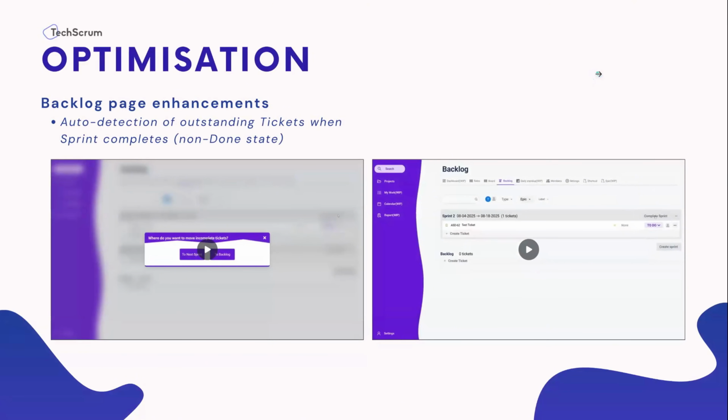Okay, thank you, Shelton. Let's take a look at an optimization we made to the backlog page. So here we introduce auto detection of outstanding tickets when a sprint is marked as complete. This means if there are any tickets still in a non-done state, like to do or in progress, the system will automatically detect them to prevent silent data loss. As shown in the video on the left, when a user tries to complete a sprint that still has unfinished tickets, a confirmation dialog will appear.